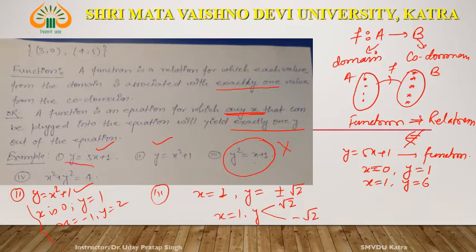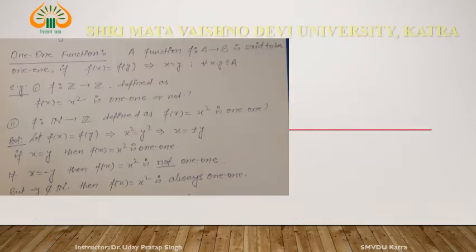Fourth, x square plus y square equal to 4, is it a function? No, it is not a function. What is the reason? The same reason that I have given in equation number 3. For one value of x, we get 2 or more values of y. Therefore, this fourth one is not a function.